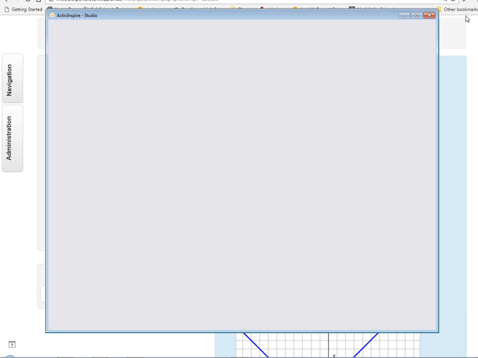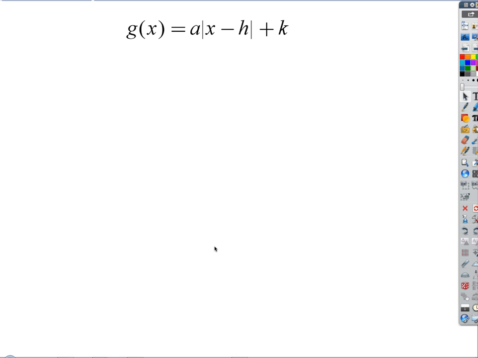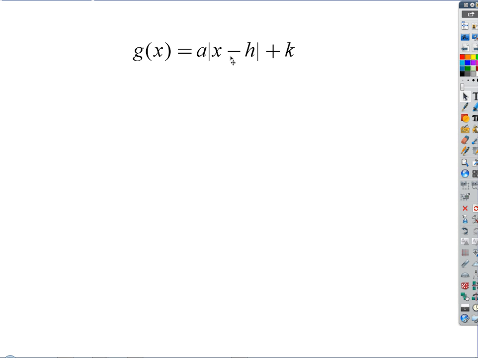Let's remind ourselves what transformations look like for absolute value functions. So if we start with the parent graph, just the plain old absolute value of x, what does that look like? What's the shape of an absolute value graph? It's a V, and the vertex is located where? If it's just like this, it's going to be at the origin, right?